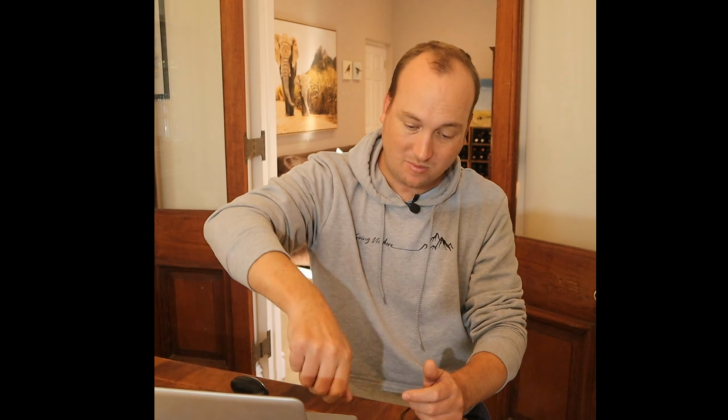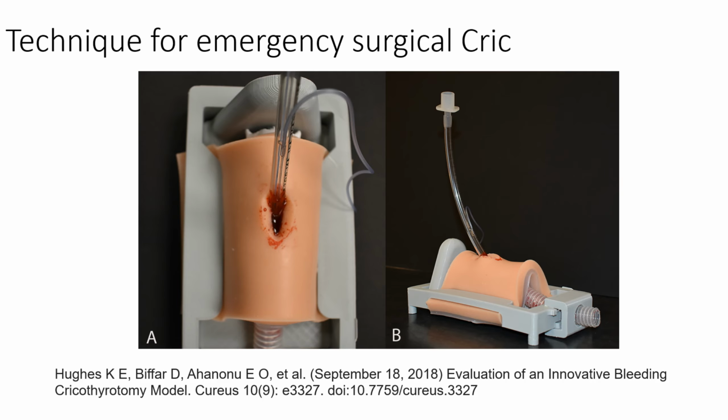It's probably going to require some lubrication with some water-based lubricant. There will be some blood there helping you, but some lubrication. And to twist that endotracheal tube and advance it into the trachea, to then inflate the cuff of the endotracheal tube and remove the gum elastic bougie.